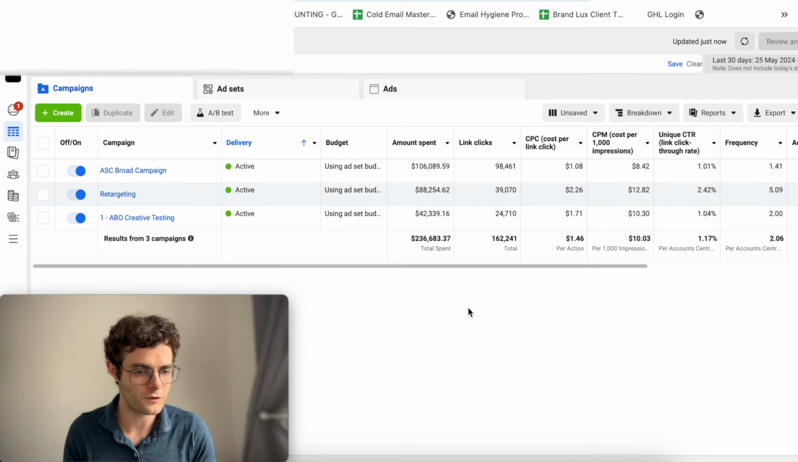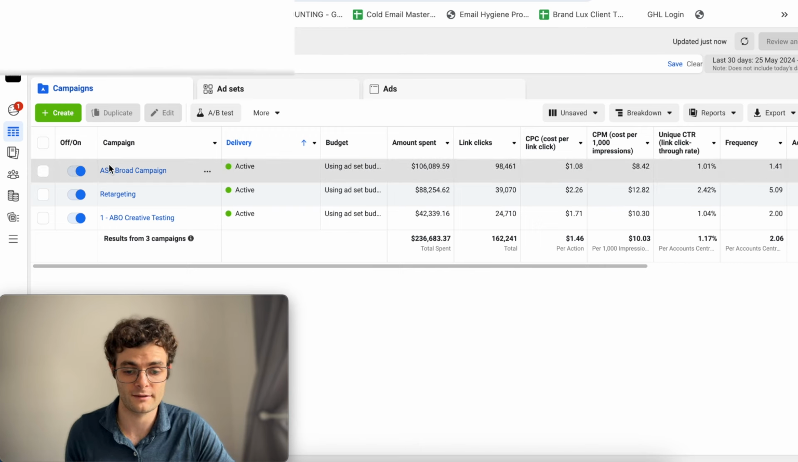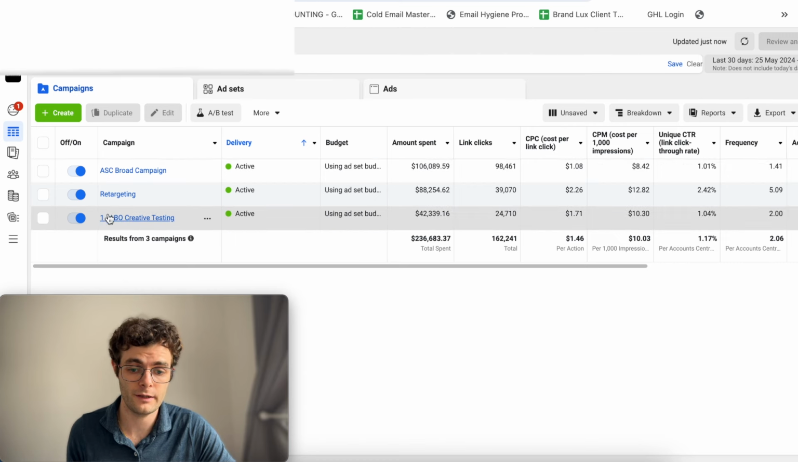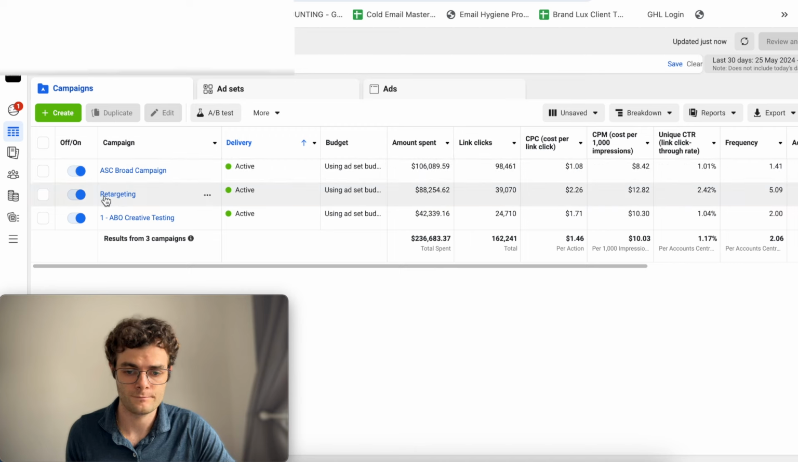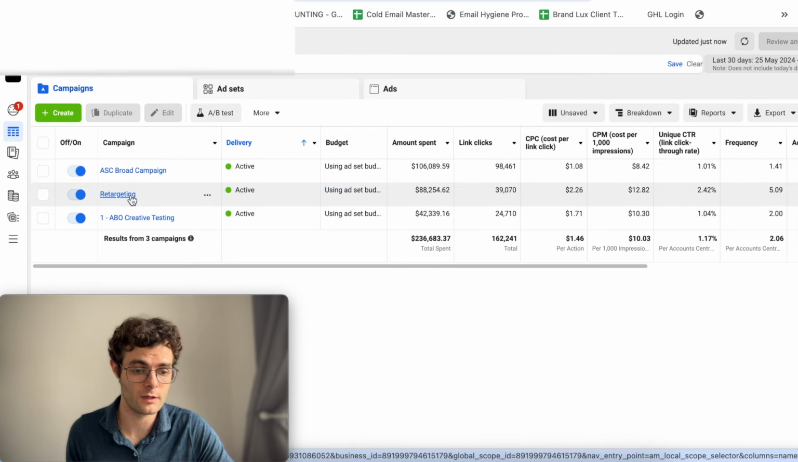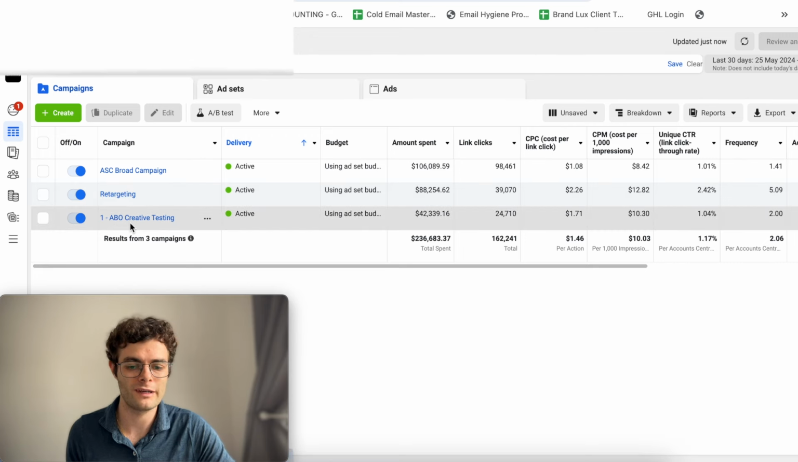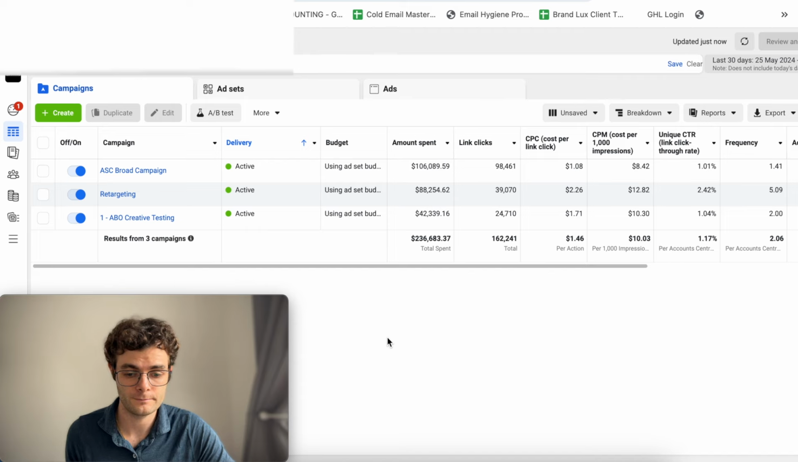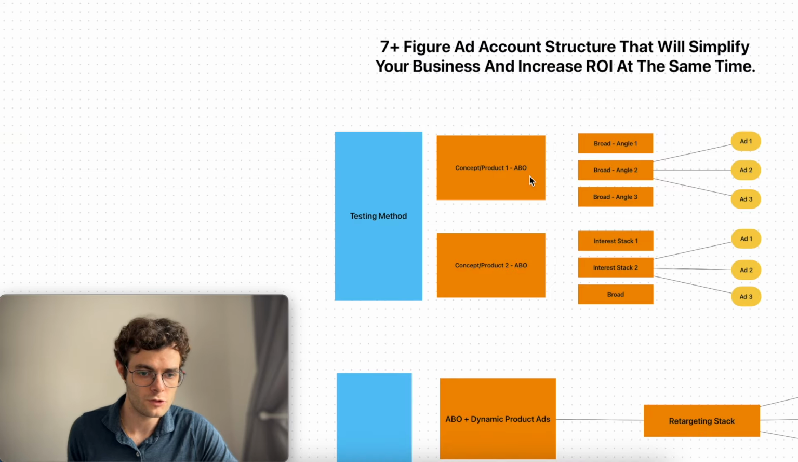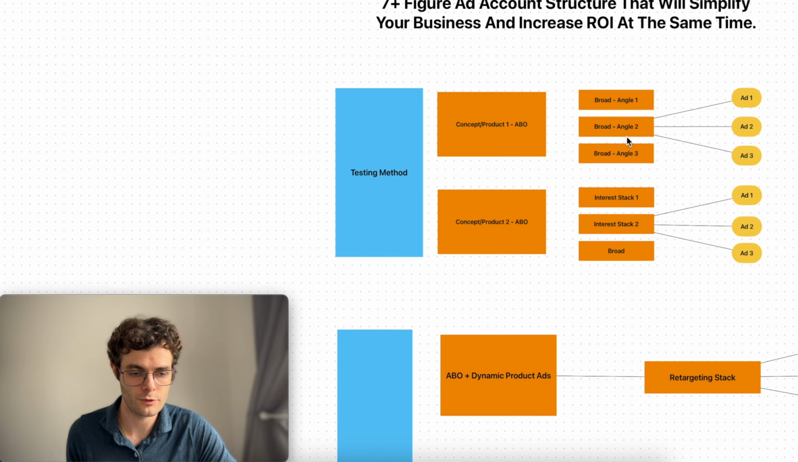Okay, so first of all, as you can see here, like $236,000, we only have 3 campaigns active. Literally, we have an ASC broad campaign for scaling, a retargeting campaign, which is a CBO, and I'll bring you through how we do it. You can set up CBO or ABO, it doesn't really matter too much here. And then we have an ABO creative testing campaign. Okay, now let me switch over to my other screen where I can show you the chart.